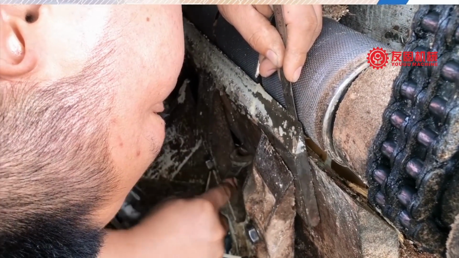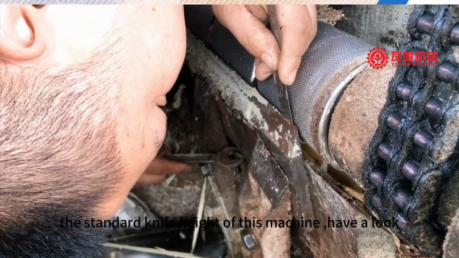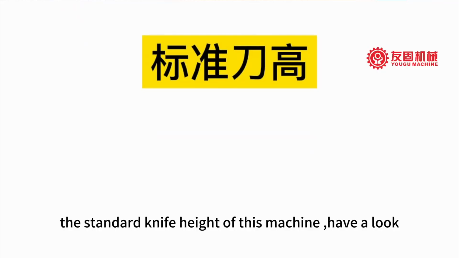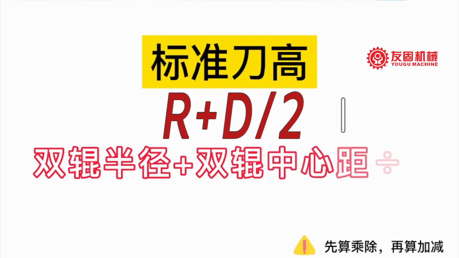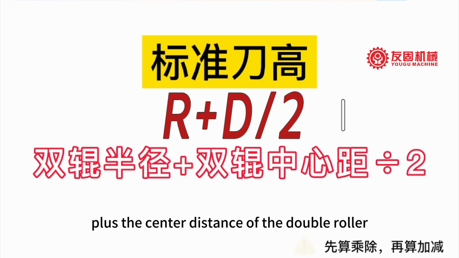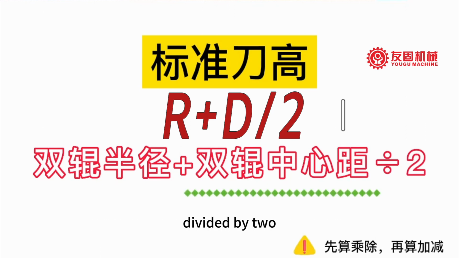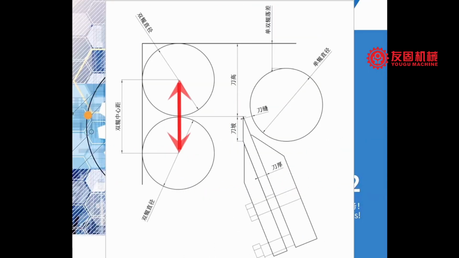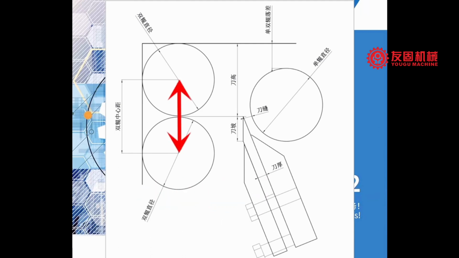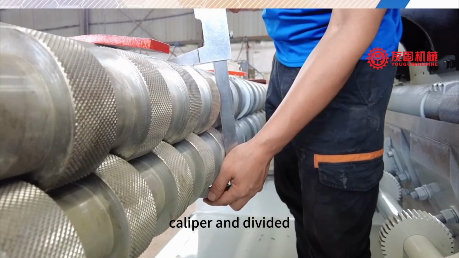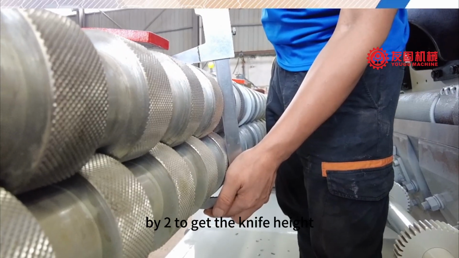How to judge the standard knife height of this machine? Have a look. Knife height is equal to the radius of the double ruler plus the center distance of the double ruler, divided by 2. Look at this picture. If you are not sure of the size, you can use a large caliper and divide it by 2 to get the knife height.